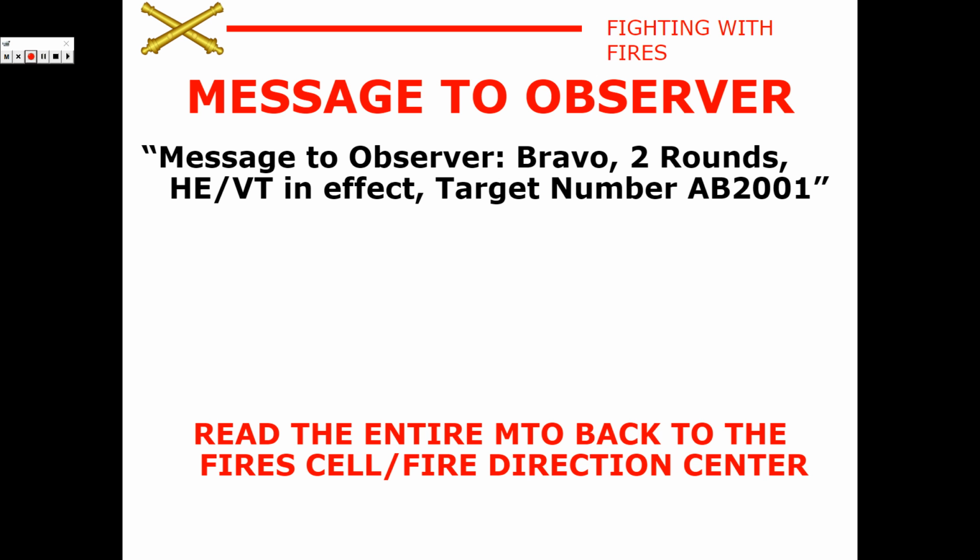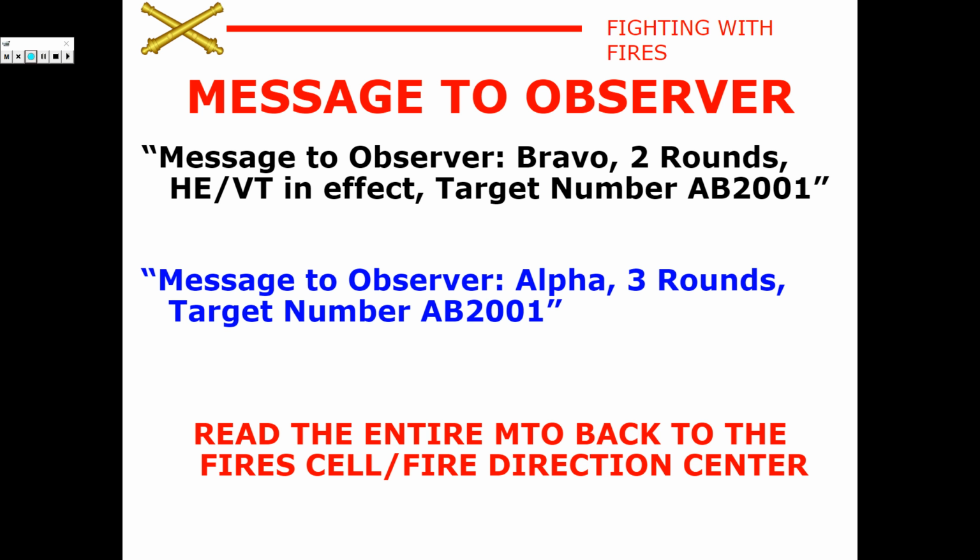And then you, as the observer, read the entire message to observer back to the fire cell. So you will, as an observer, get a message to observer, and your responsibility is to read that back. Another example, message to observer, Alpha, 3 rounds, target number Alpha Bravo 2001. In this case, there were no changes to the call for fire, so they only received those 3 components: firing unit, rounds in fire for effect, and then the target number.